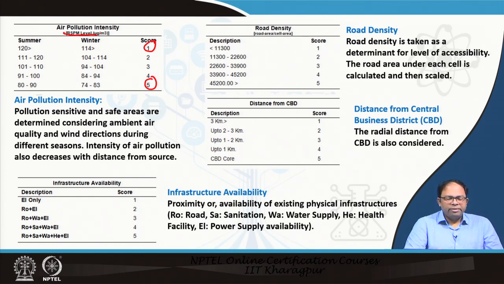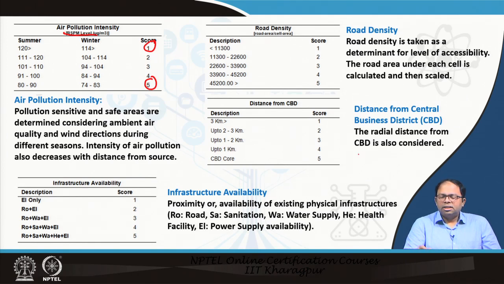So, in the next one, we have also looked into road density. We used a very simple criteria. We could have used very complex accessibility criteria, but we have taken road density as a determinant for level of accessibility. The road area under each cell is calculated and then we scaled that. What it means is we just determined what amount of area under road land use was there in each of these cells, and that we took.